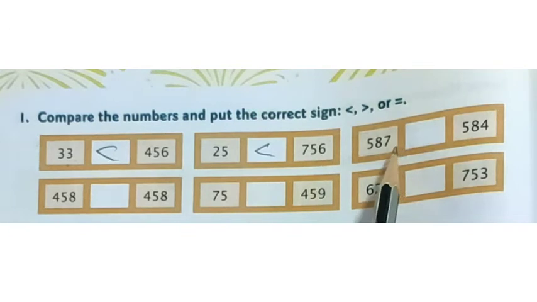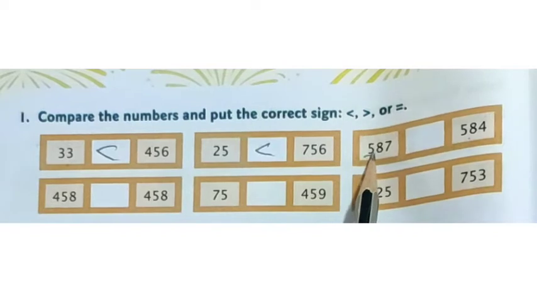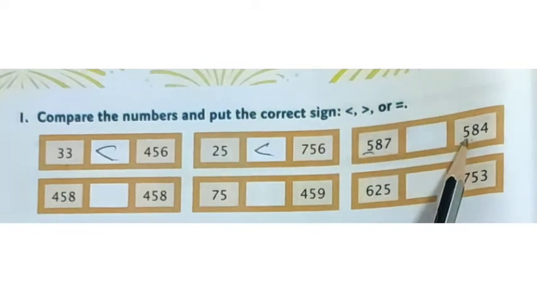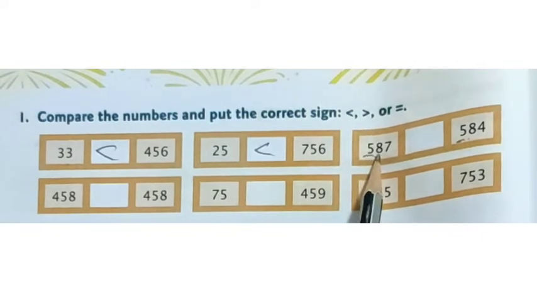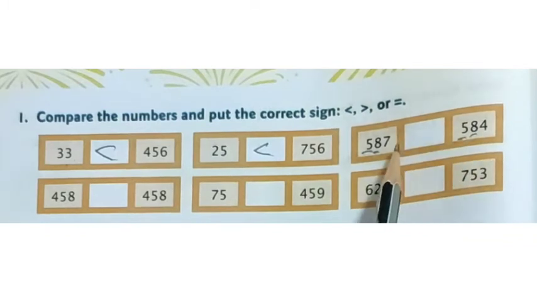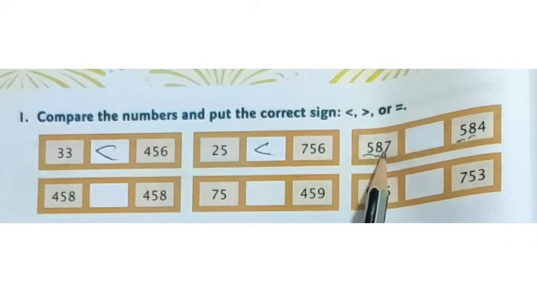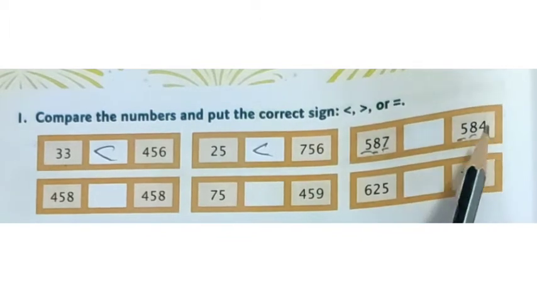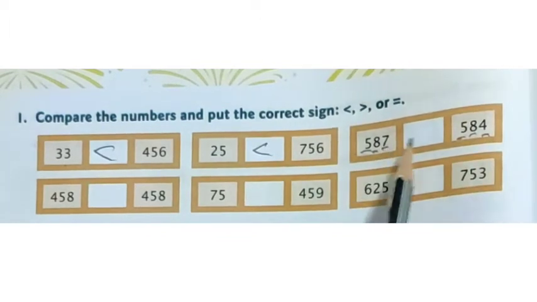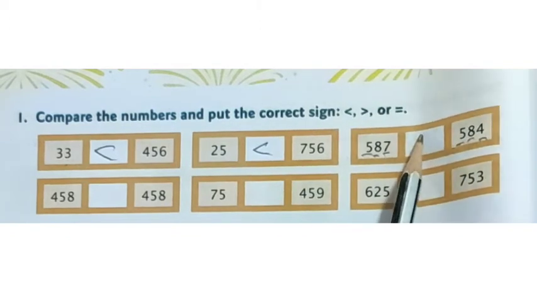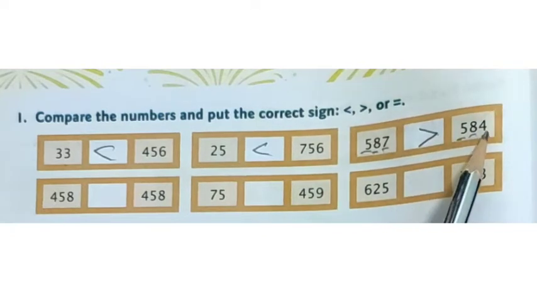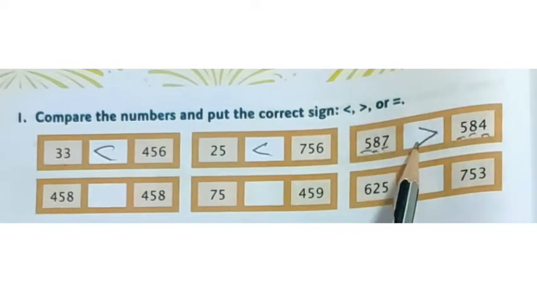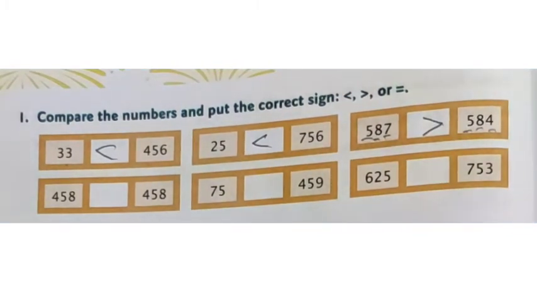Now next, here both are 3-digit numbers. So compare the hundreds place first. In the hundreds place, here we have 5, here also 5. Then both digits are the same. Move on to the tens place. Here we have 8. Here also in the tens place we have 8. So next move to the ones place. Here we have 7 and here we have 4. Now which digit is smaller? Is it 7 or 4? It is 4. So write the greater than symbol. The pointed side should point to the smaller number. That is, 587 is greater than 584.